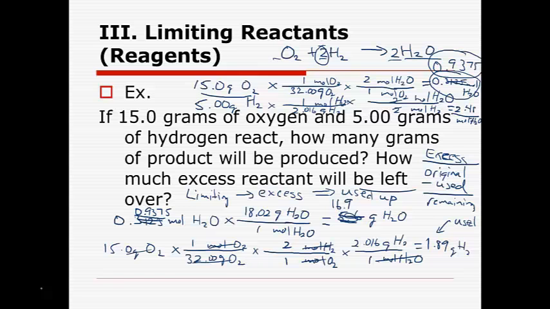We had 5 grams originally. So, amount left over: 5.00 grams of hydrogen minus 1.89 grams of hydrogen. That'll tell you how much is left over, and that comes out to be 3.11 grams H2 remaining.